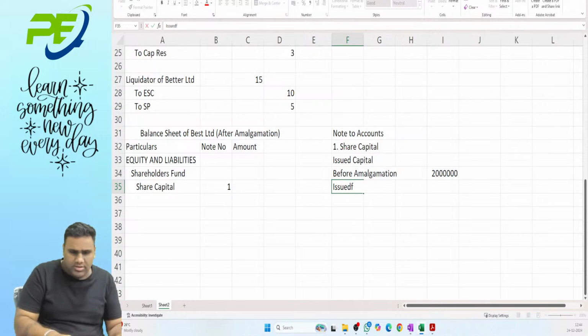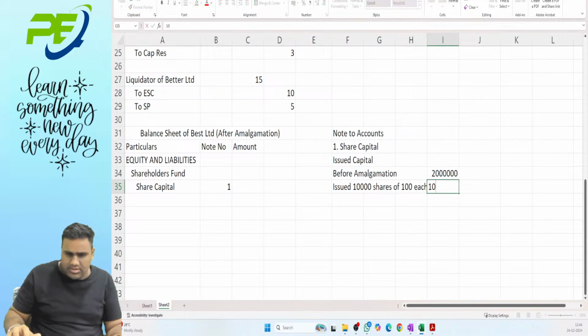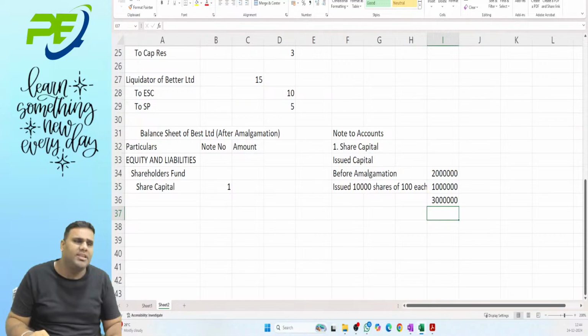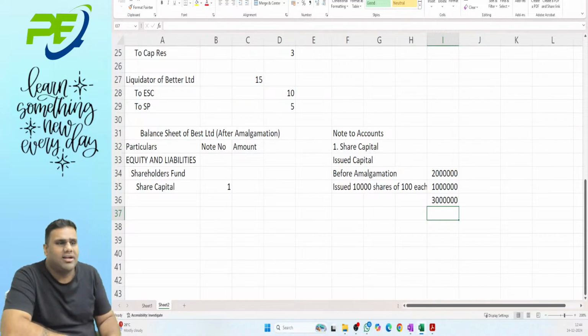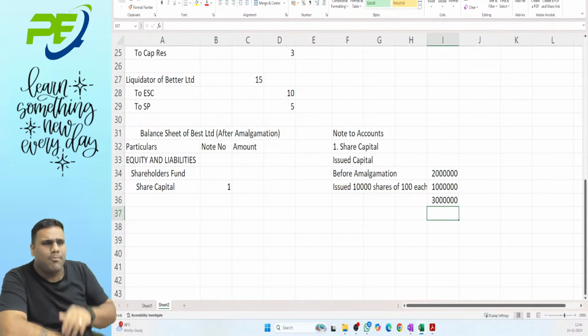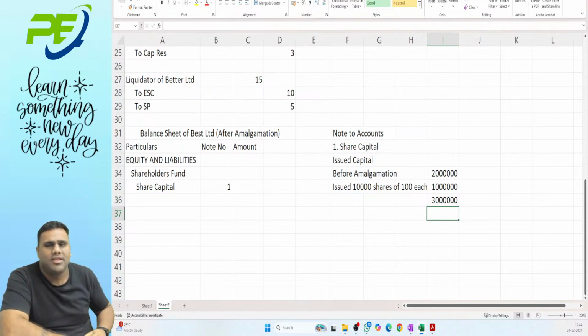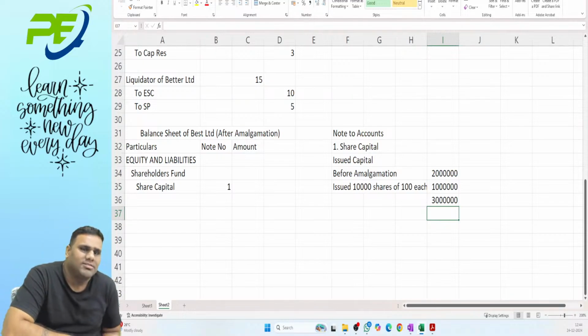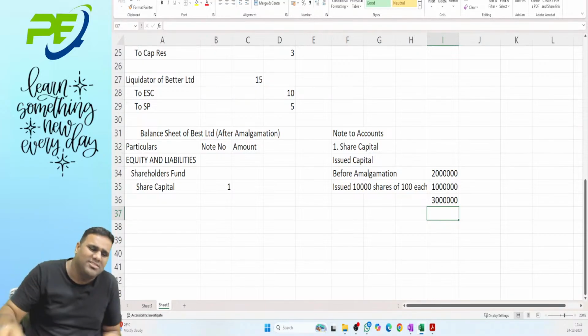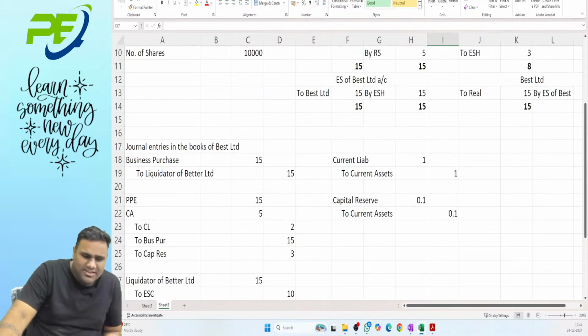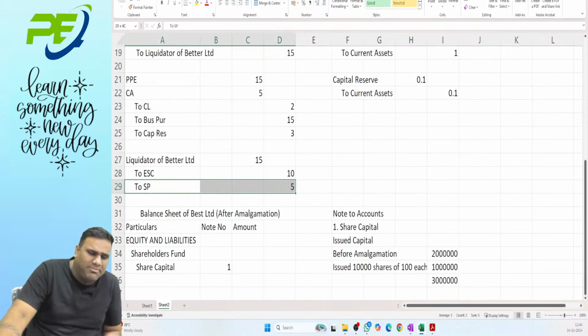Issued, 10,000 shares. 10,000 shares of 100 each. How much? 10 lakhs. 30 lakhs, everyone. What bonus? This is purchasing company. Selling company issued bonus. 50 is premium. See the journal entry. 5 rupees is premium.